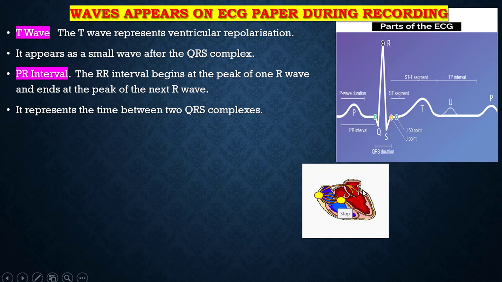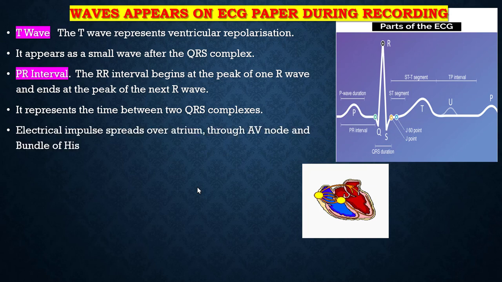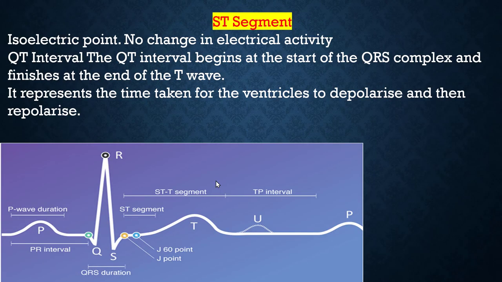Between this RR interval, the electrical current spread through the AV node and bundle of His and spread over the ventricles. ST segment: isoelectric point. There is no change in the electrical activity.